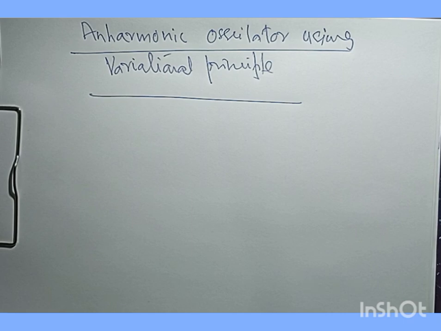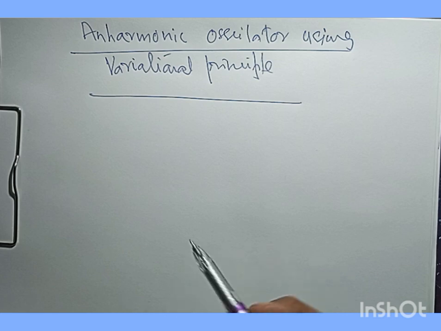We have been taking into account a range of problems based on the variational principle, and in this video, I'll be executing this variational principle on a complicated problem like the anharmonic oscillator. As we understand, the variational principle is a powerful tool used in quantum mechanics to approximate the ground state of systems where we know that the exact solutions are very difficult.